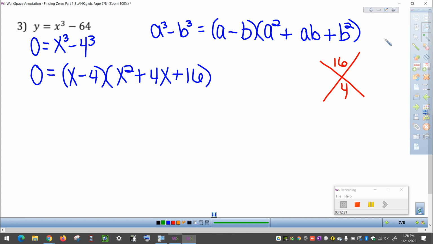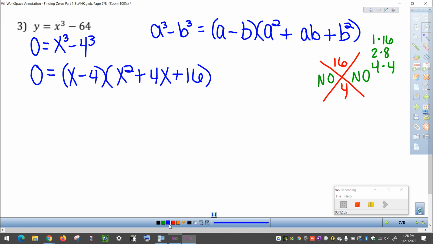Let's think about some possibilities. What multiplies to 16? We could have 1 times 16, 2 times 8, 4 times 4. It looks like it's not going to work. It doesn't look like any of those possibilities are adding to 4. So it's one of these where the numbers just don't work for us to factor.